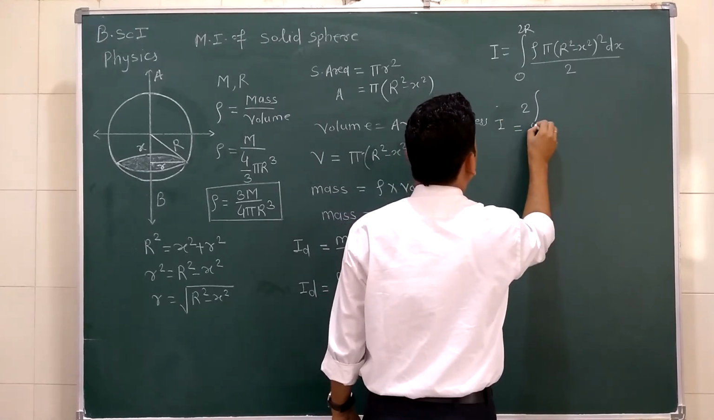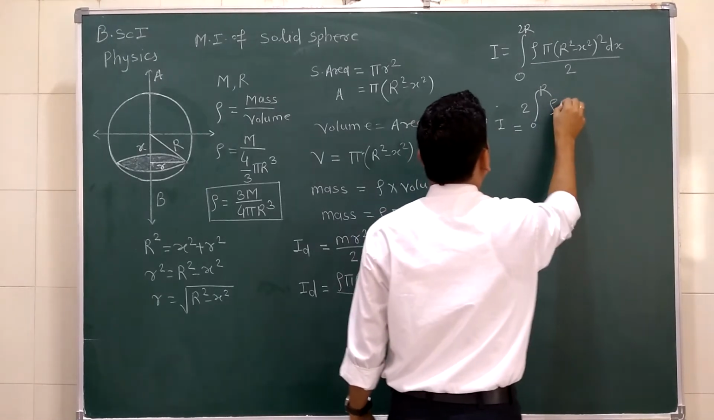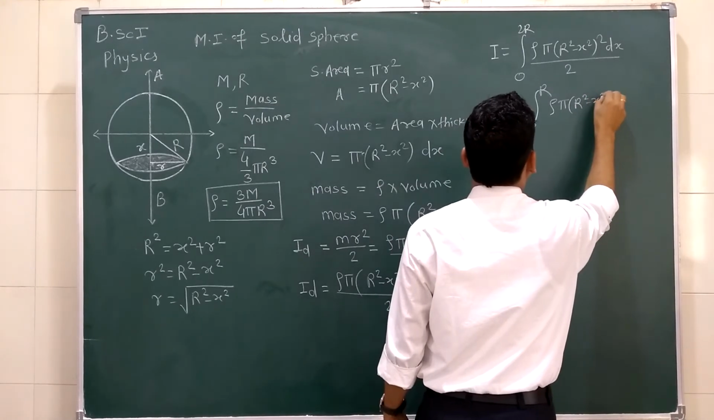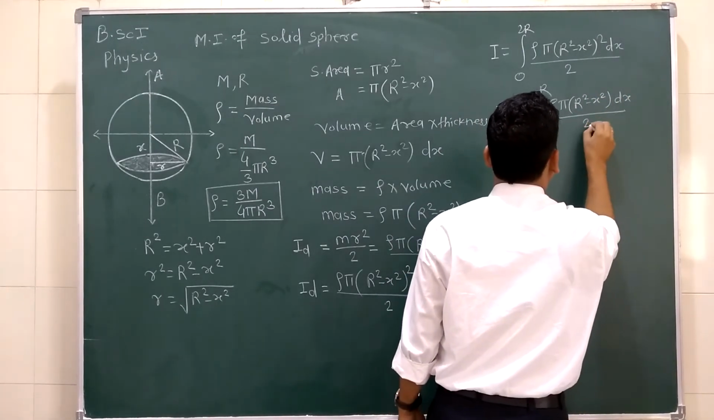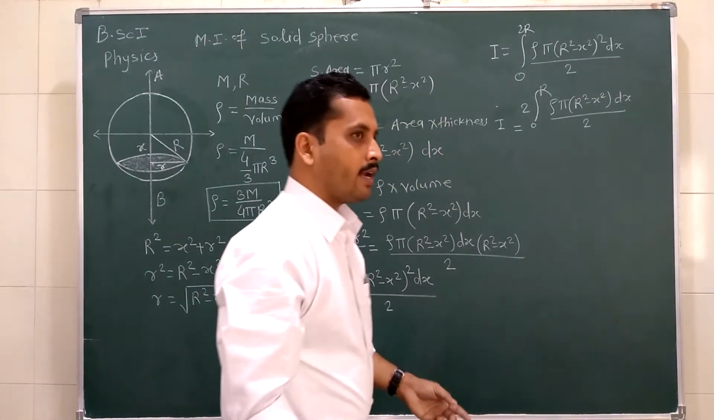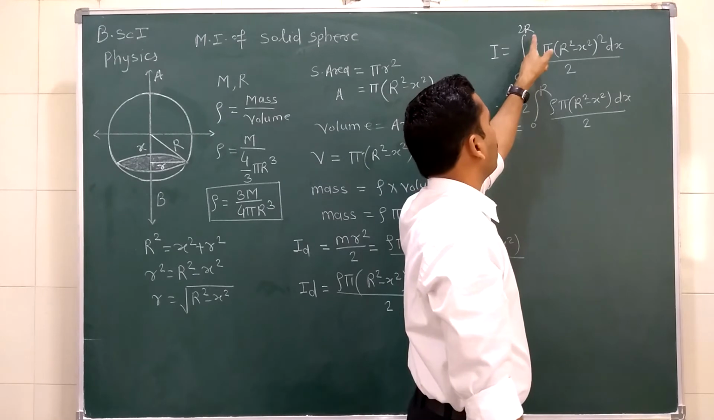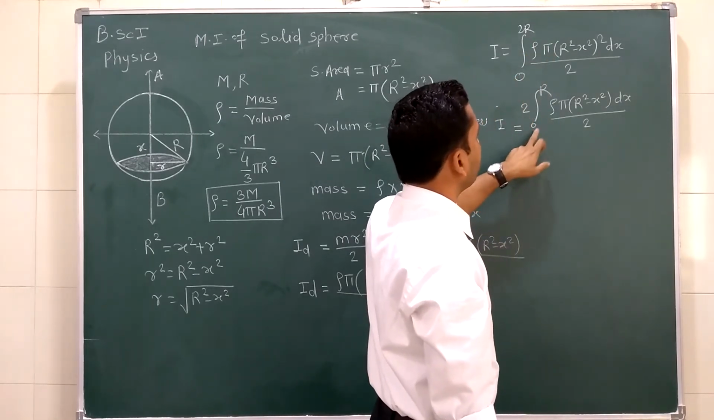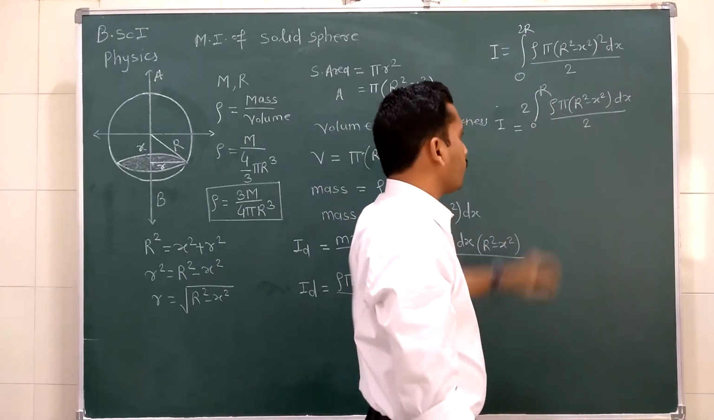Okay, integration from 0 to r of rho pi (r square minus x square) dx, and it is divided by 2. How can we write this? Here the limit is from 0 to twice r, which is equal to twice multiplied by the limit 0 to r. Okay, so we can write this. So this 2 and 2 get cancelled.